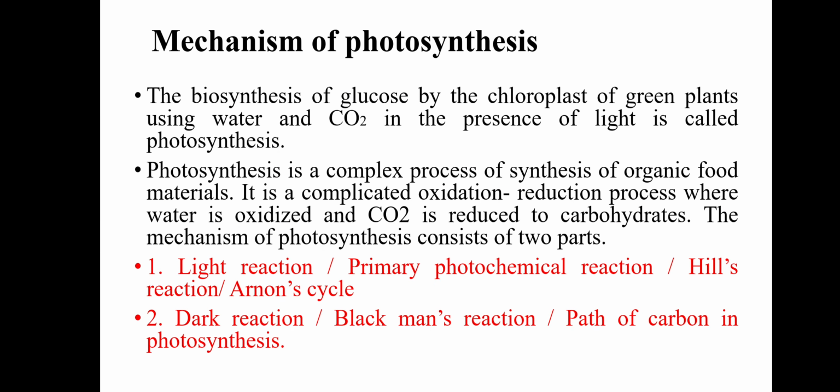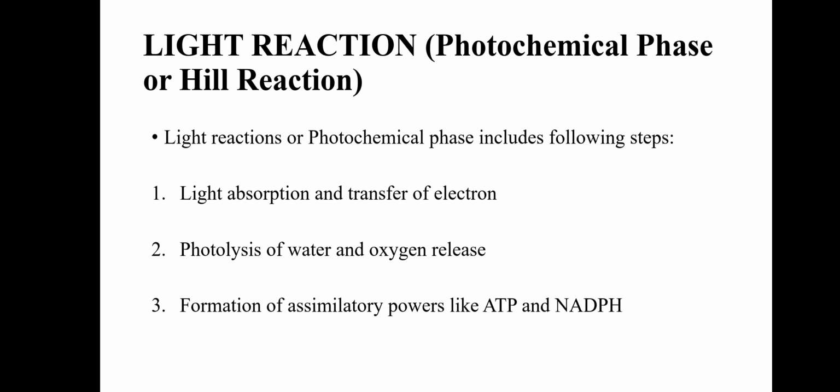So what is the mechanism of photosynthesis? Photosynthesis is a physico-chemical process where the light energy is converted to chemical energy, and this process occurs in two steps. One is light reaction, which is directly dependent on the light, and another one is dark reaction, which depends on the products of light reaction. So let us discuss light reaction.